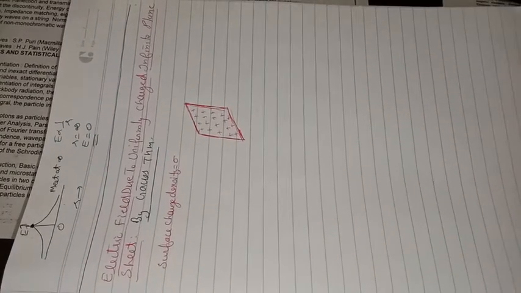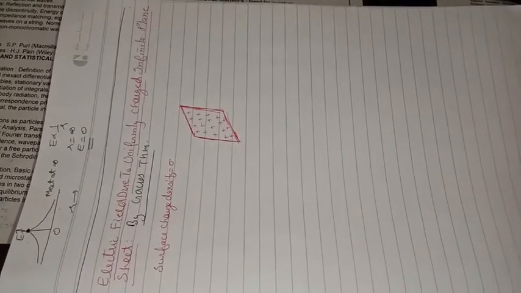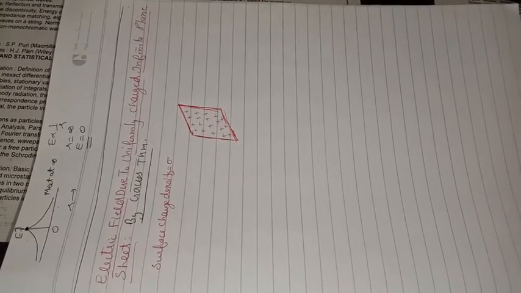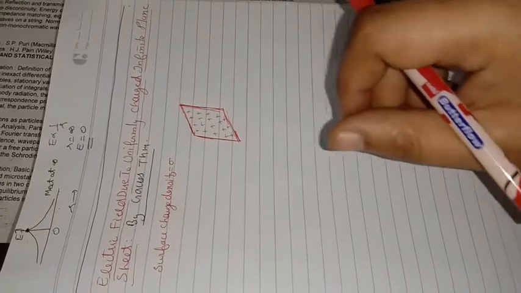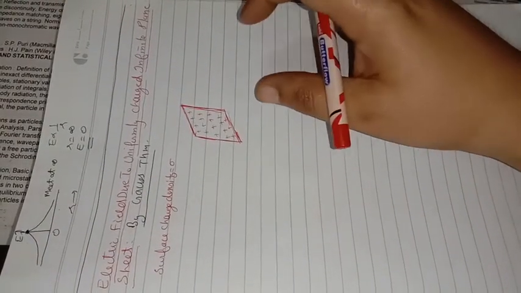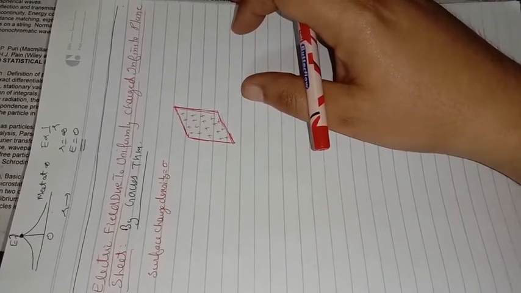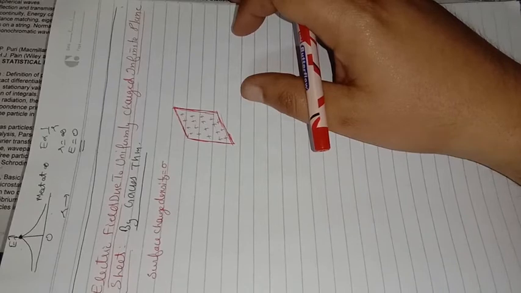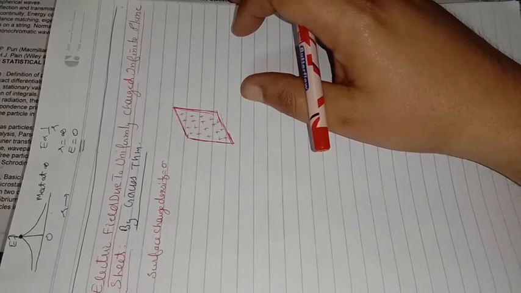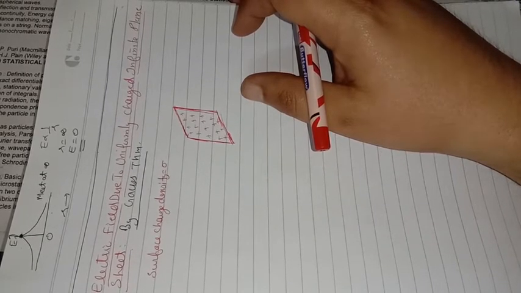Hello student, we are discussing the third case now, where we are trying to find out the electric field due to a uniformly charged infinite plane sheet. Now, like the last case, we are having an infinitely long wire. Now we are having a sheet of negligible thickness but of infinite surface area.